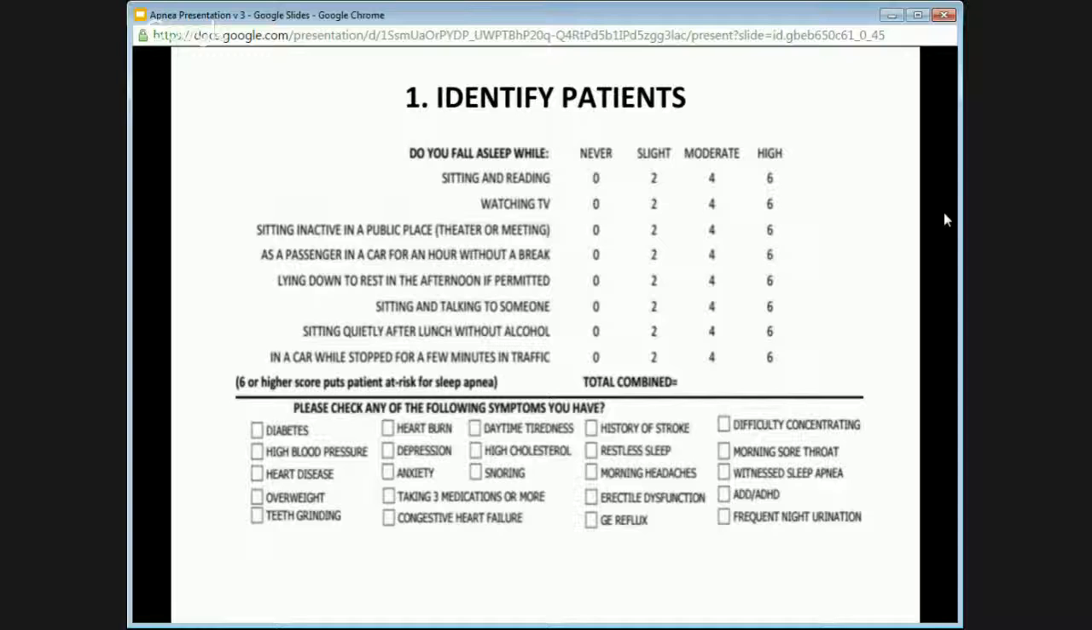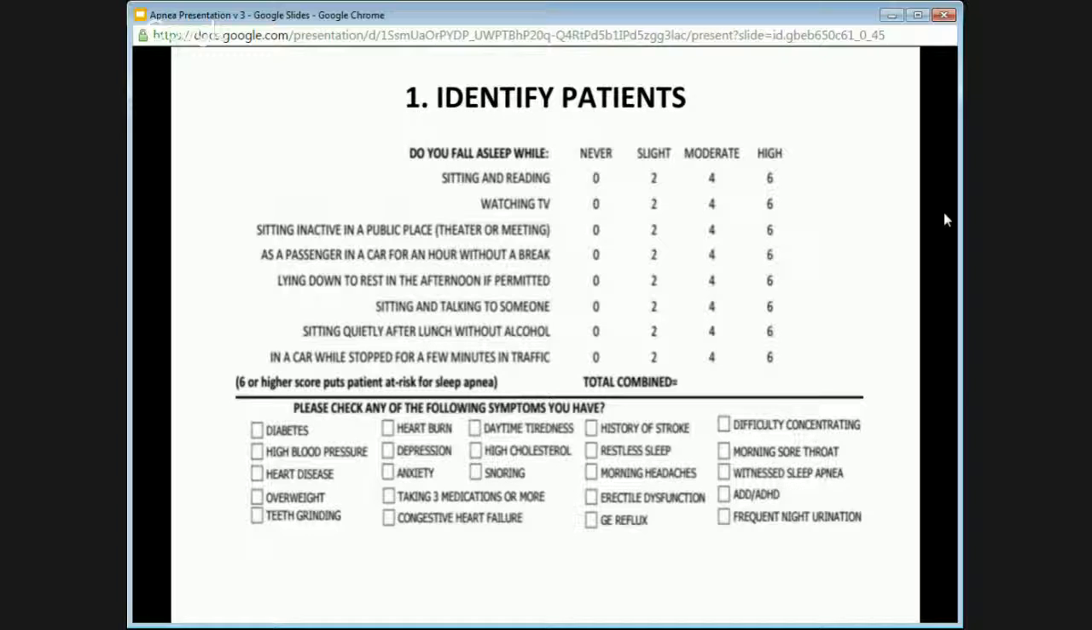When you identify patients, the top part here is called an Epworth Sleep Scale. This is the area where you want to find out what their score is. So you're going to have them circle the number that they score. Do you fall asleep while sitting and reading, while watching TV? Some of the questions are actually sort of silly. Do you fall asleep while lying down to rest in the afternoon? Okay, but this is the Epworth Sleep Scale.